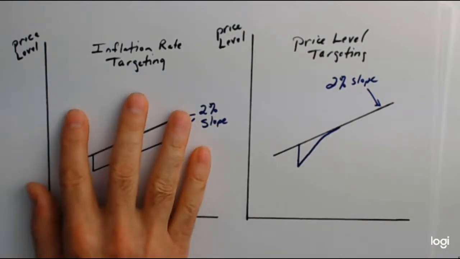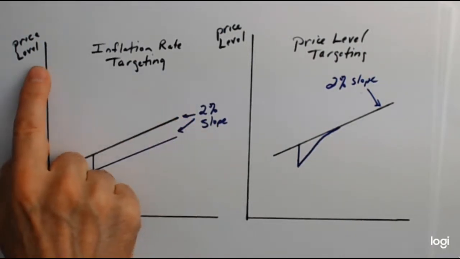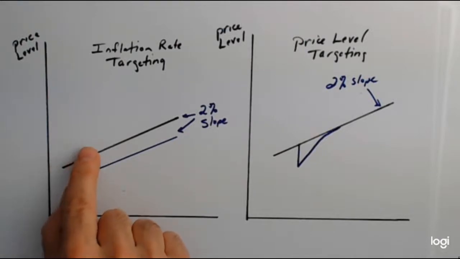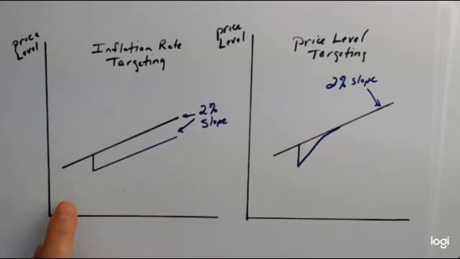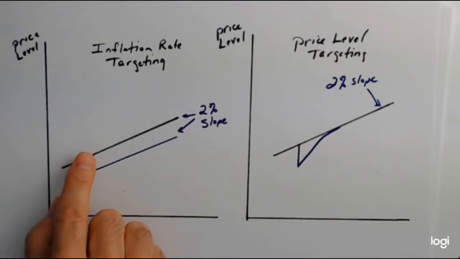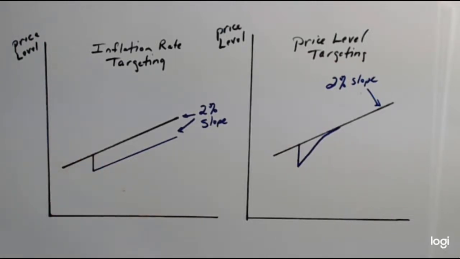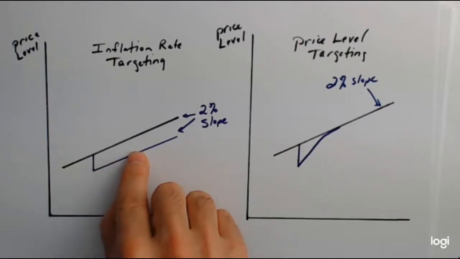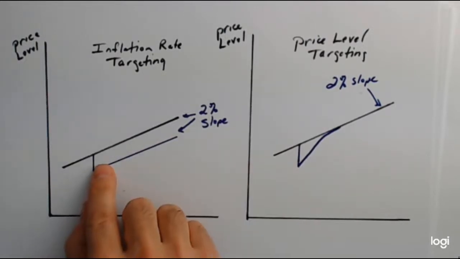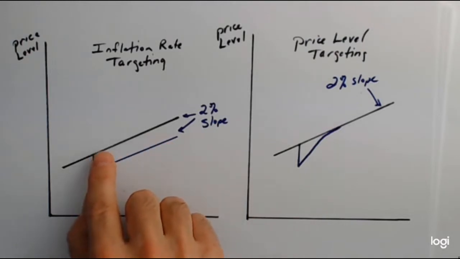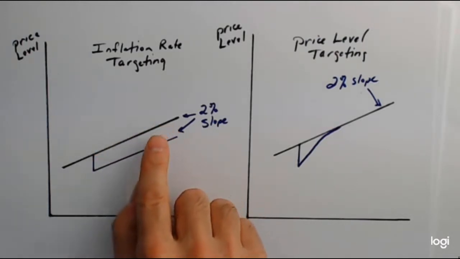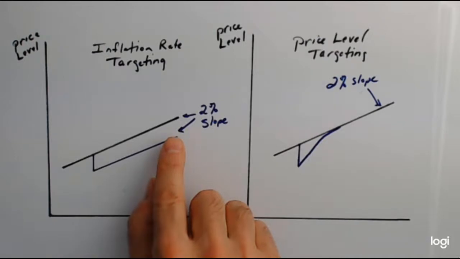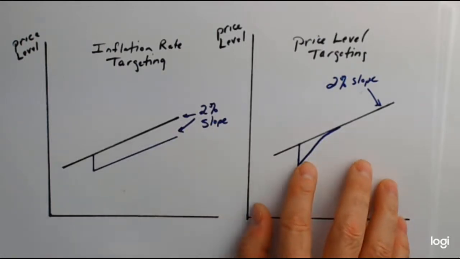So let's get back to this side on the left here. We have the price level on this side. And here I'm growing the price level with a 2% slope over time. And let's say that in 1 year, the inflation rate actually is negative, which means the price level drops. Price level drops down. With inflation targeting, you maintain that same 2% slope. By maintaining that same 2% slope, you follow basically the same price level you had before, just on a parallel basis, just below it.